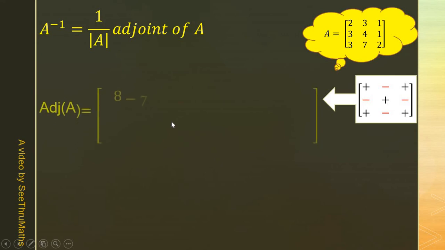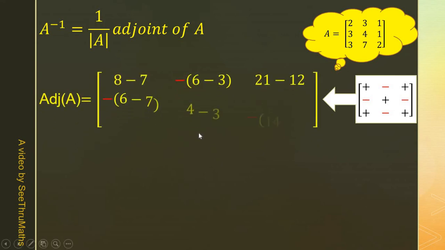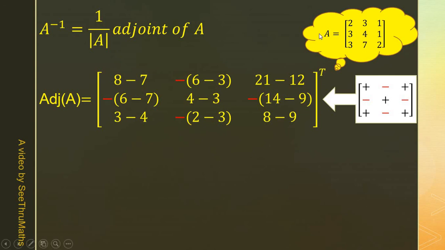Now, how to find adjoint of A? Again, we are finding the minor for each of these elements. So take the first element, it is 2. Remove first row and first column. We'll get another minor 4, 1, 7, 2. Find the determinant of that one. So 4 into 2 is 8 minus 1 into 7. Get 7. The next one is for this number 3. We get 3 into 2, 6. 6 minus 3. But this minus is nothing but comes from this minus.